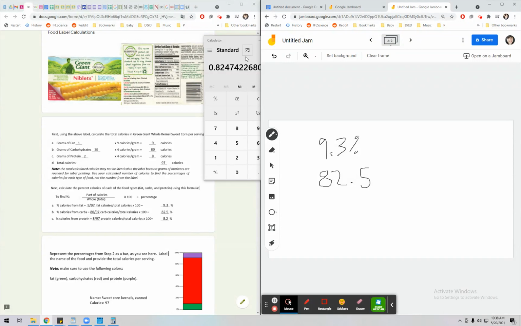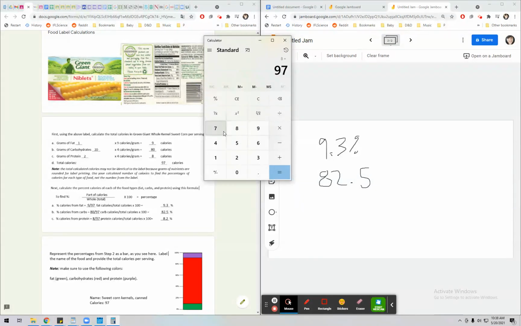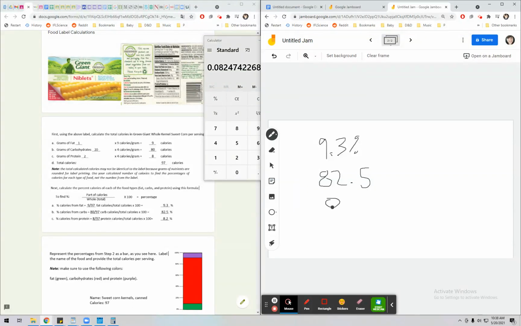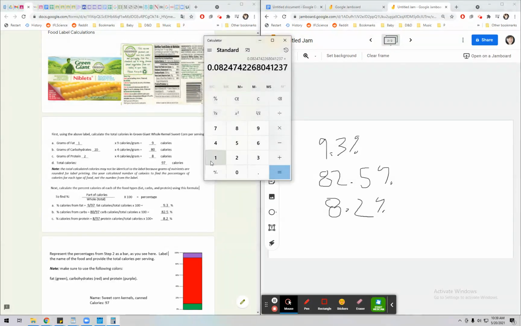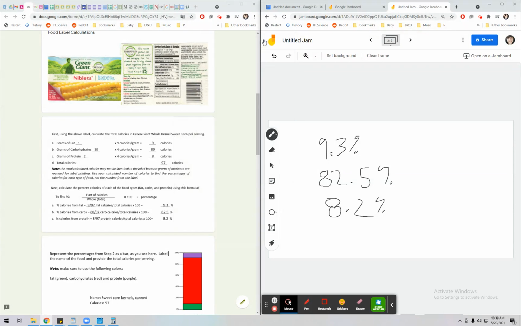And then the last one, we're going to do 8 divided by 97, which is going to give us 8.2. And again, if you don't want to move the decimal place over 2, 1, 2, you can always just multiply by 100. So times 100 gives us the same thing, 8.2. And now you don't have to move any decimal places. So it's up to you. Either divide and move decimal places, or divide and then multiply by 100.